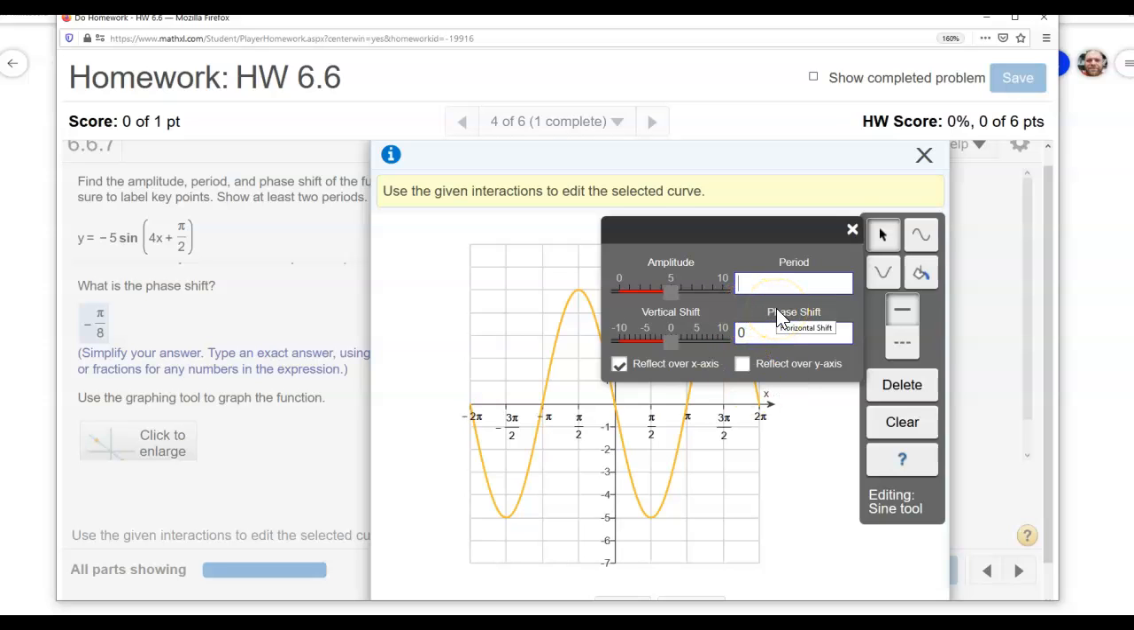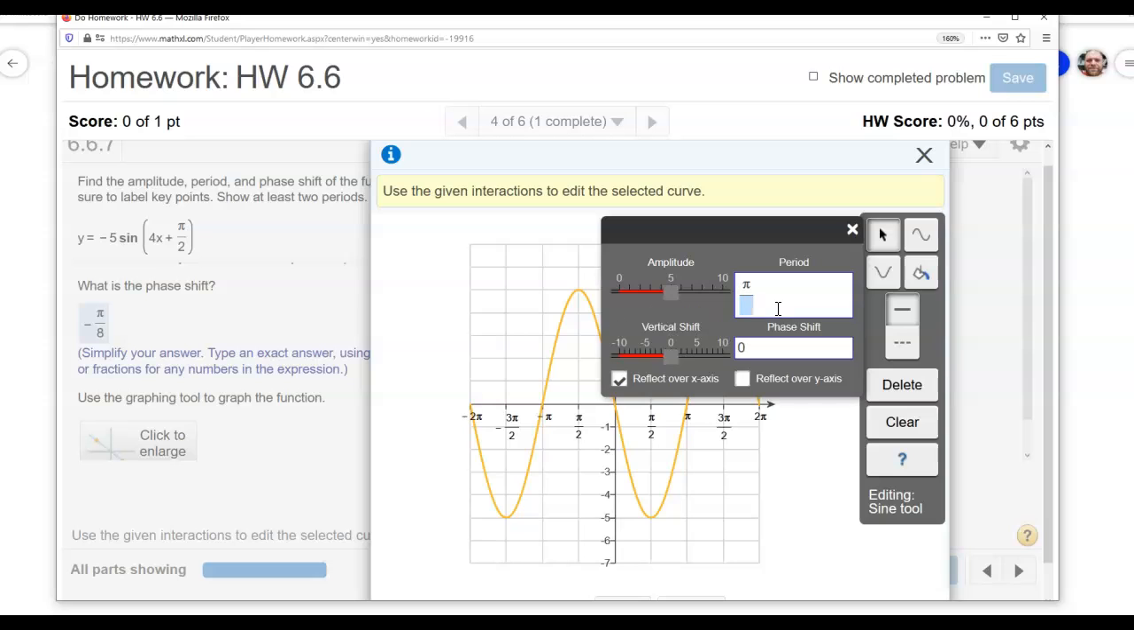So you can just type in pi, and it'll put the pi in there for you. I know some of you are having trouble with that, and then you can just do the backslash, and it'll automatically do the fraction over 2. So that will be our period, and remember that's your 2 pi over omega.